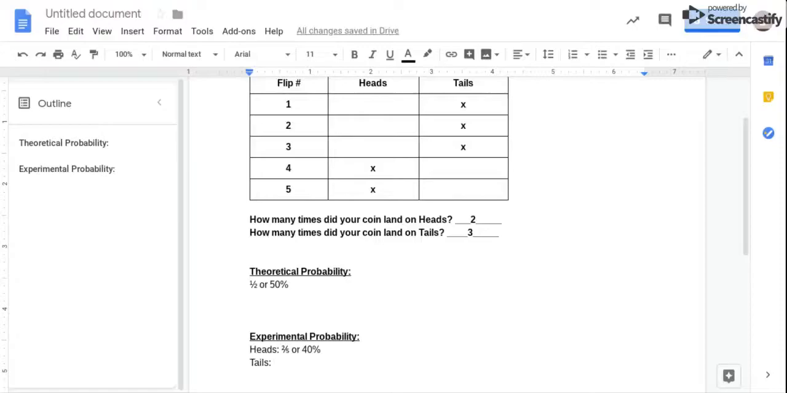My experimental probability for landing on tails is 3 out of 5. I flipped it 5 times, but I only landed on tails 3 times. And 3 out of 5, if I divide that, I get 60%. Also, if you notice, if I add that together, I get 100%, which is what it should be.